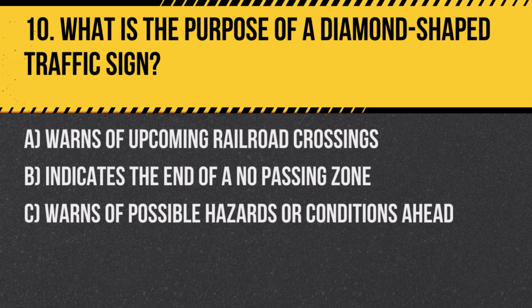Question 10. What is the purpose of a diamond-shaped traffic sign? A. Warns of upcoming railroad crossings. B. Indicates the end of a no passing zone. C. Warns of possible hazards or conditions ahead. Answer. C. Warns of possible hazards or conditions ahead. A diamond-shaped traffic sign typically warns of possible hazards or conditions ahead, such as curves, intersections, or road construction.